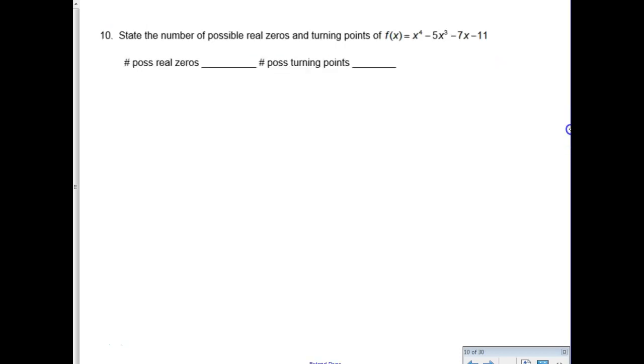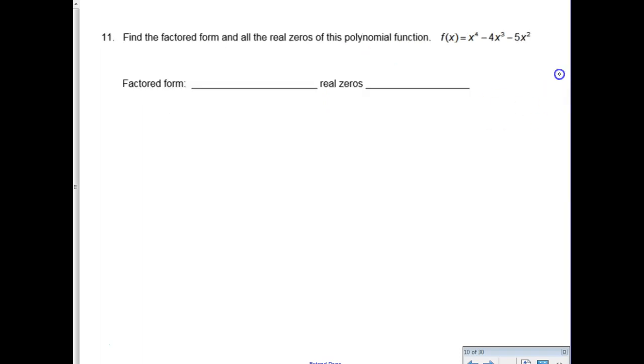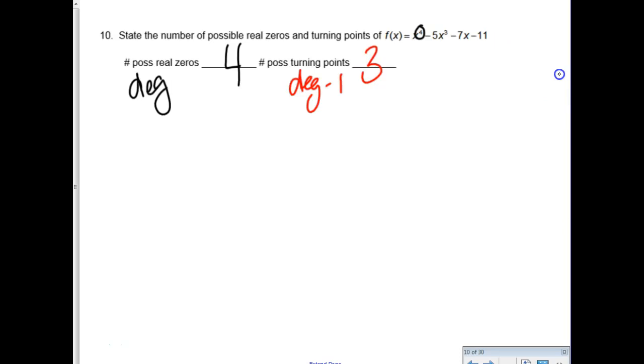This is a theorem about possible real zeros and then number of turning points. So the number of real zeros that are possible is equal to the degree. So the degree on this question is a 4. And then turning points would be whatever the degree number is, but 1 less than that. So for us, that would be a 3. Should be some easy points on your test, right? Oh, I forgot to mark that that was part 1 of the test. That is definitely on part 1.